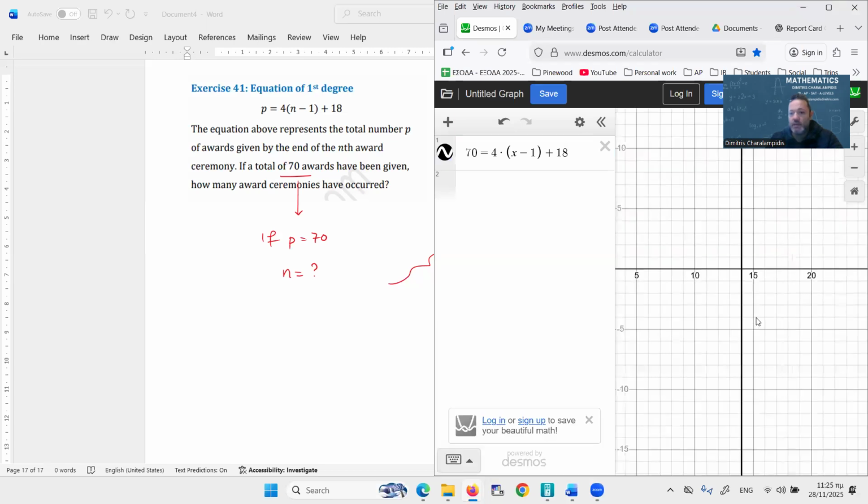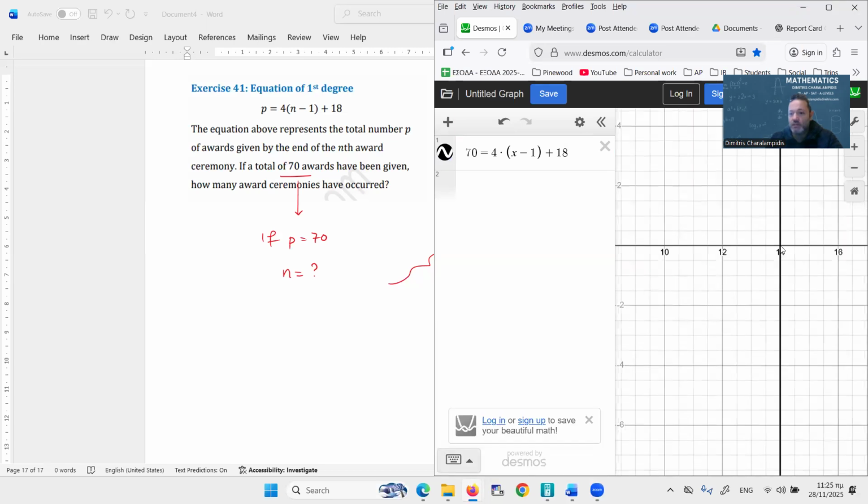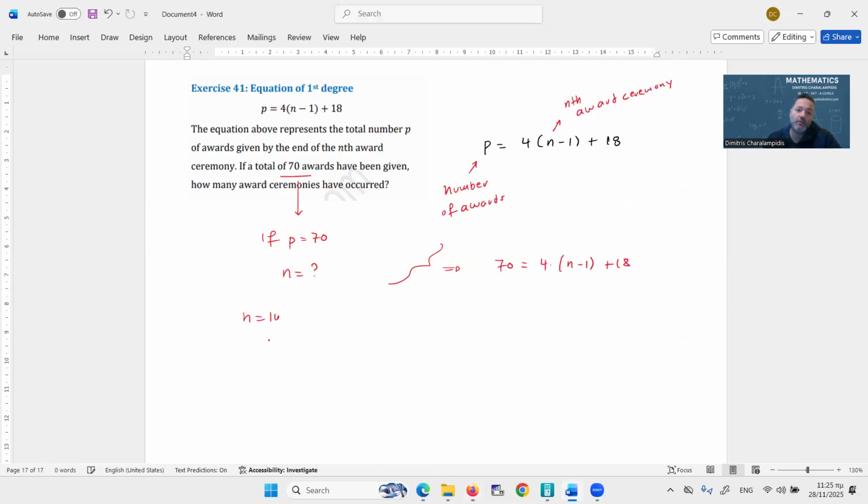Remember that in Desmos, all equations are shown as vertical lines. Here, we end up with x, so in my case, n would have been 14. So n is 14. So how many award ceremonies have occurred? 14 ceremonies.